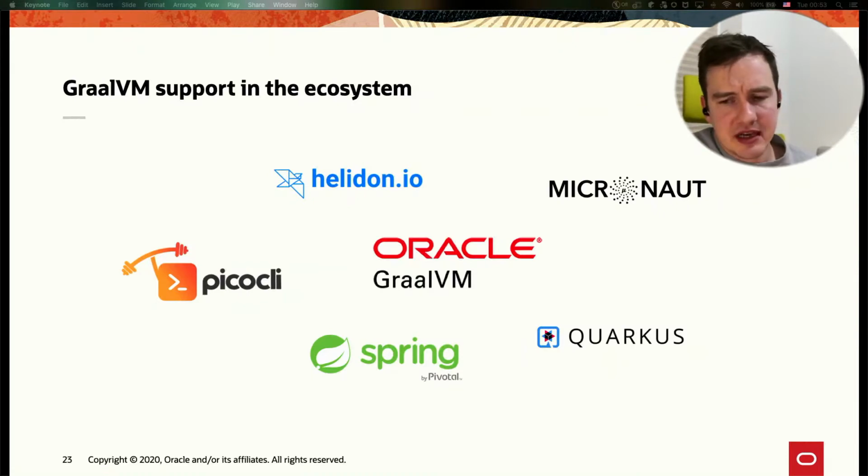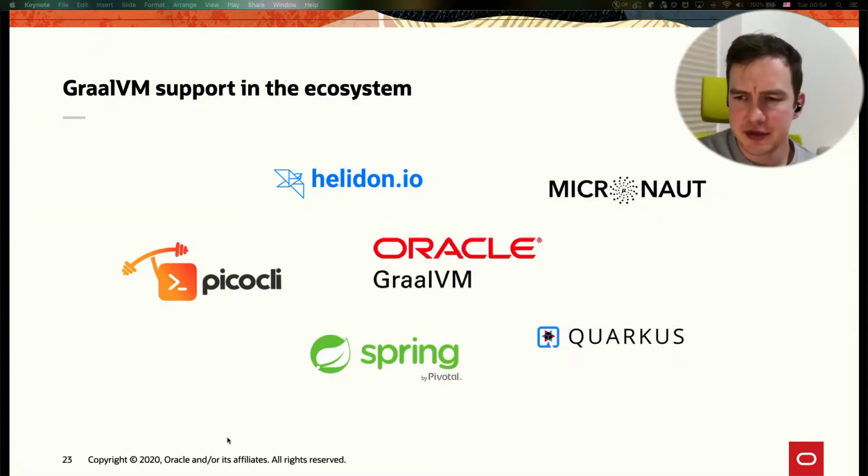There is the Picocli framework for creating Java command line applications. And it works with GraalVM native images really well. So if you want a command line application, you can use Picocli and GraalVM. And also the support for native images in Spring applications is in the works.